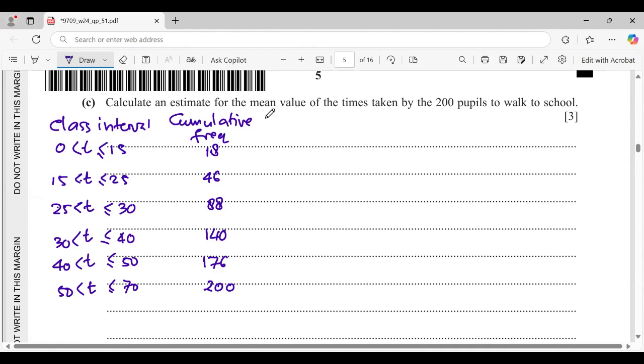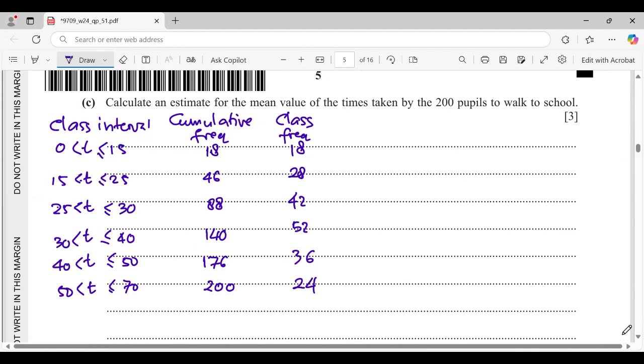I would like to continue the class frequency. 18, and then this one 40, 46 minus 18 is 28, and this one 88 minus 46 is 42, and this one 140 minus 88 is 52, and this one 176 minus 140 is 36, and this one 200 minus 176 is 24.